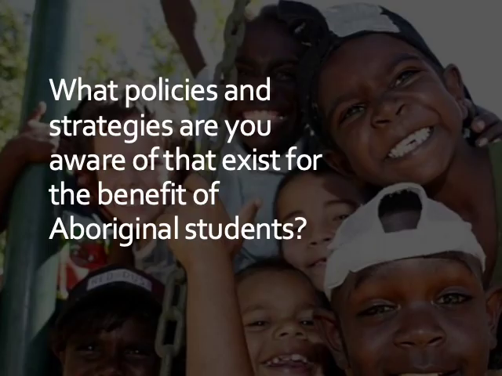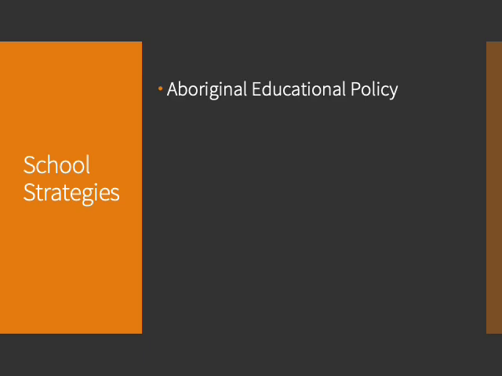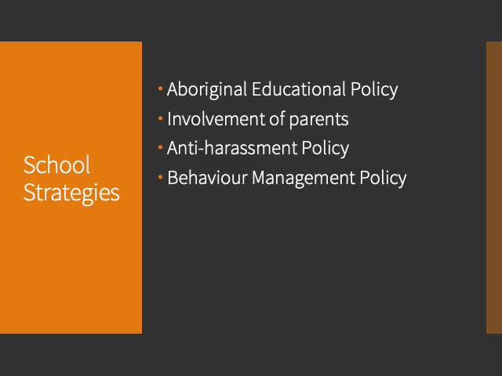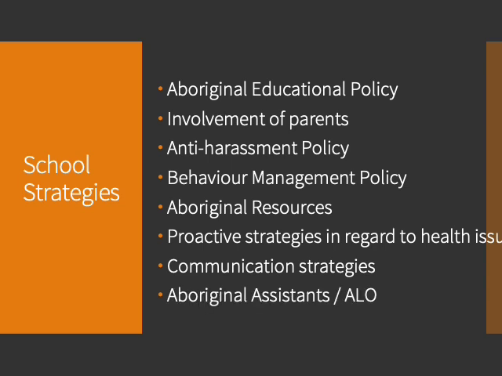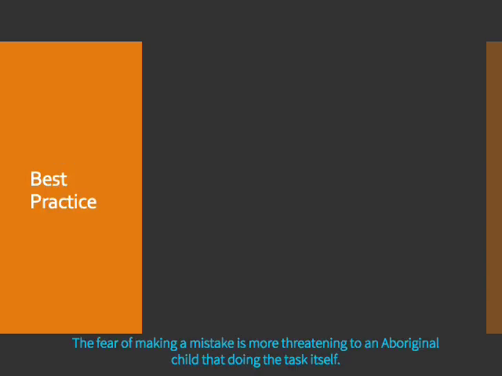So what are the strategies that you are aware of? So think what you may have heard about and so on, and then think, what can we do at a school? So we've got our Aboriginal educational policy, we've got clear involvement of parents, we have an anti-harassment policy, you'll probably have a behaviour management policy, you'll have Aboriginal First Nation resources, you will have strategies in place at the school with regard to health issues, you'll have effective communication strategies hopefully, or you will start to develop them. And in a lot of our rural and remote schools, you'll also have Aboriginal assistants or your Aboriginal liaison officers.